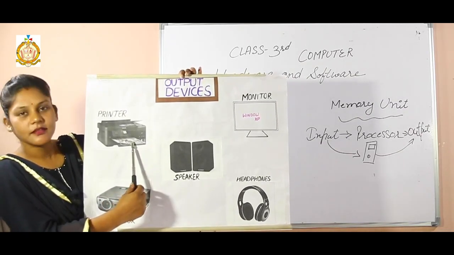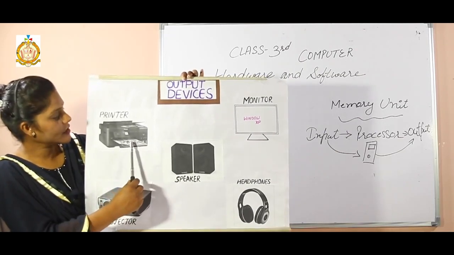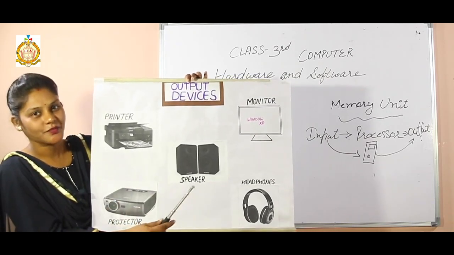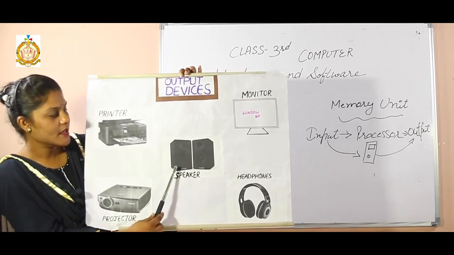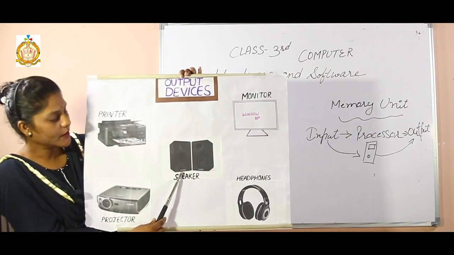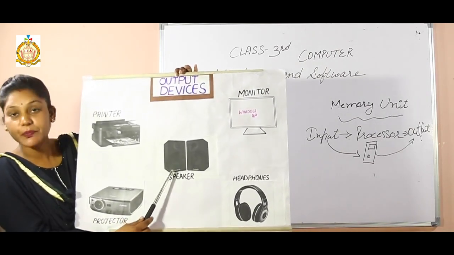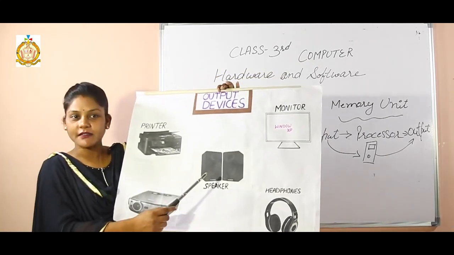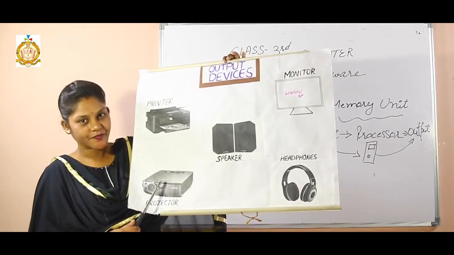Without a printer, you cannot get the result. That is the easy way to print out a hard copy in your hand. So the next thing is the speaker. The speaker is also an output device. With the help of the speaker, you can listen to songs, speeches and different sounds. Clear, students? So the next thing is the projector.